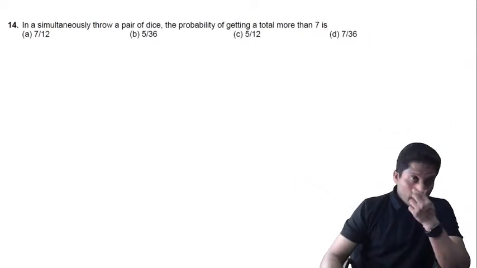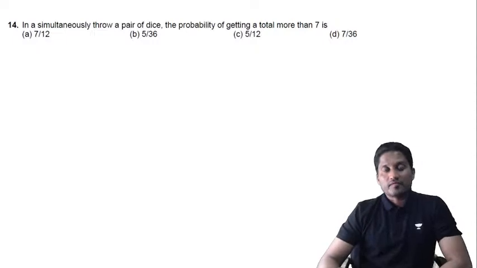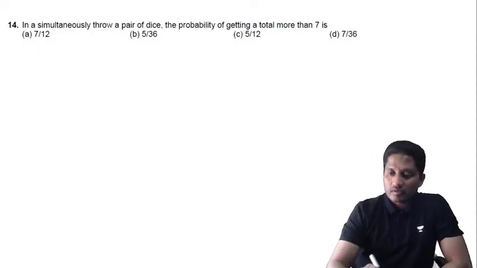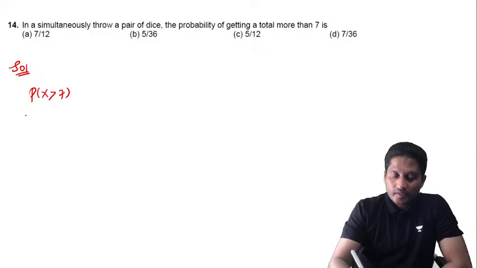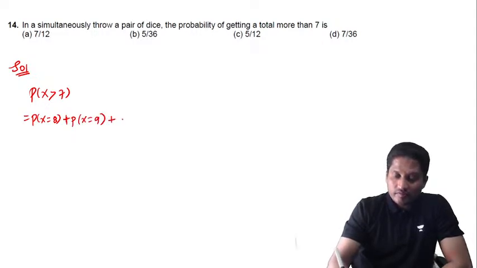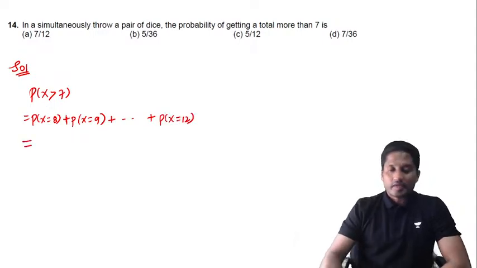Alright, question number 14. In a simultaneous throw of a pair of dice, the probability of getting a total more than 7. Okay, so total more than 7 means you should get total 8, total 9, and so on up to total 12.